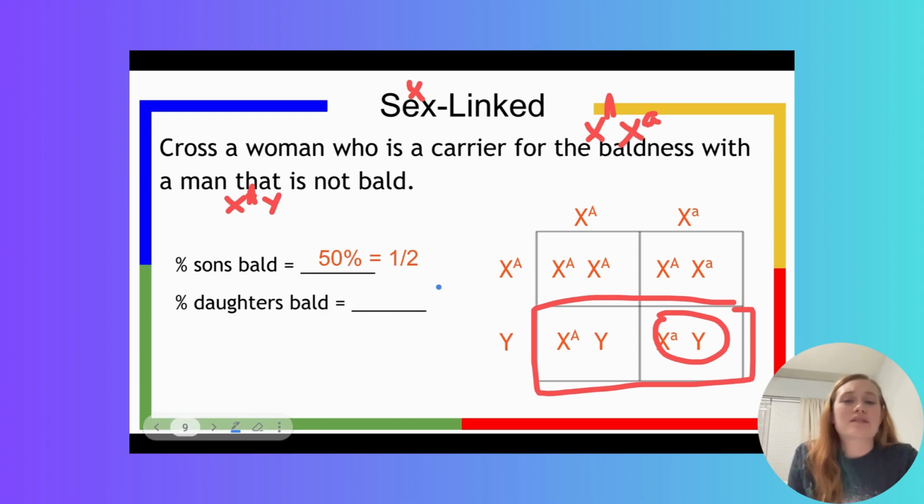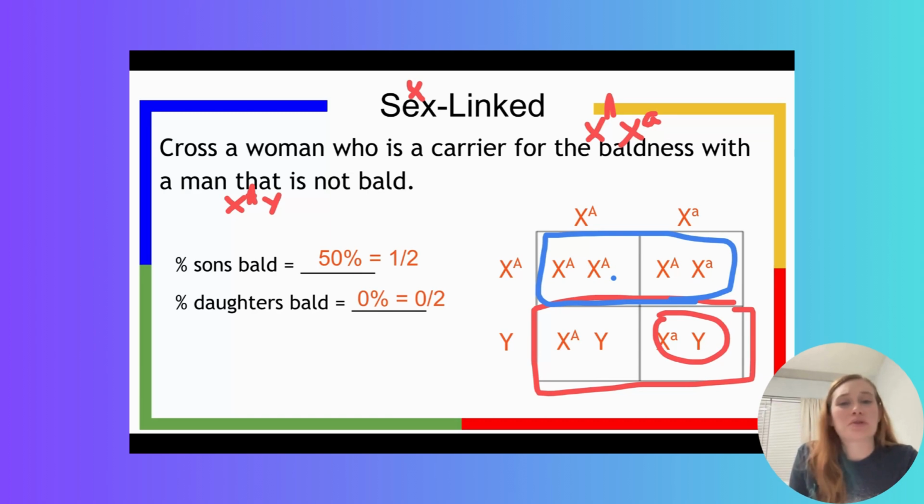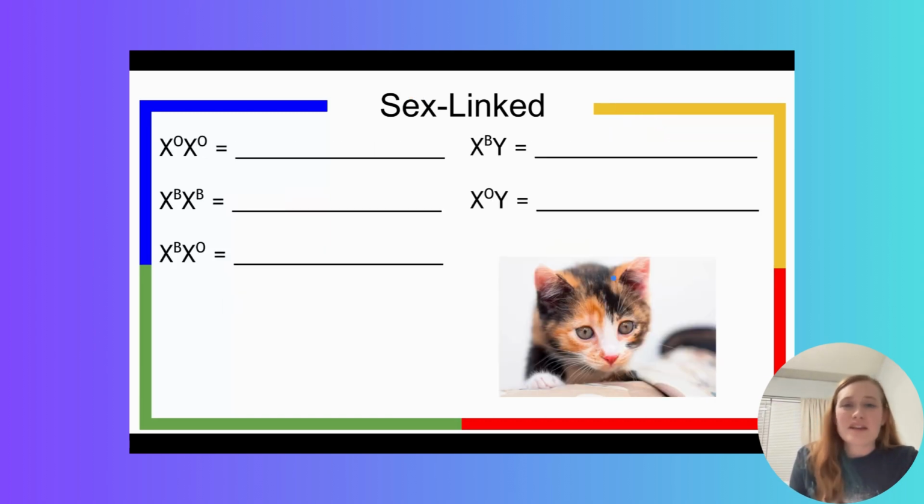If we look at daughters being bald, so daughters, that's these 2. If we look at how many of them are bald, that's actually none. So 0 out of 2, it's 0%. So sometimes we look at sex-linked traits that aren't just a fully recessive trait.